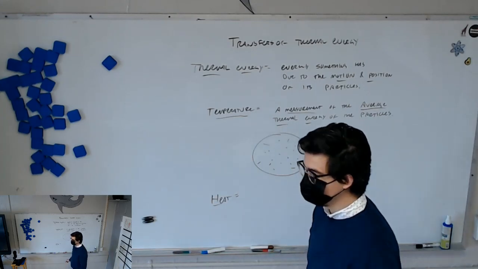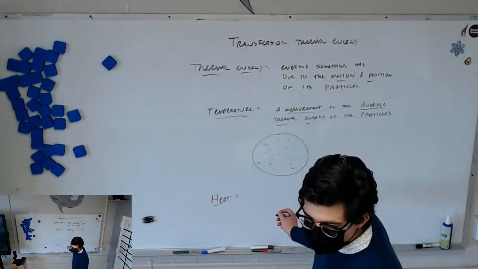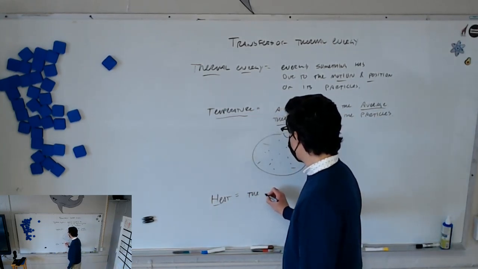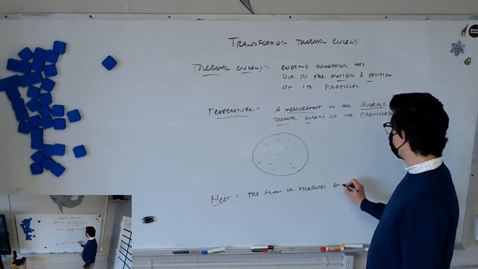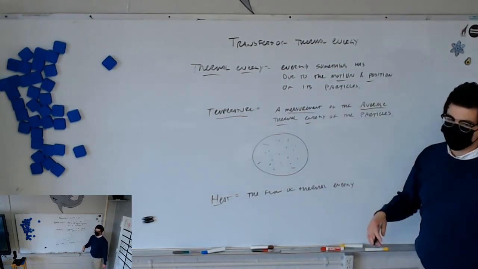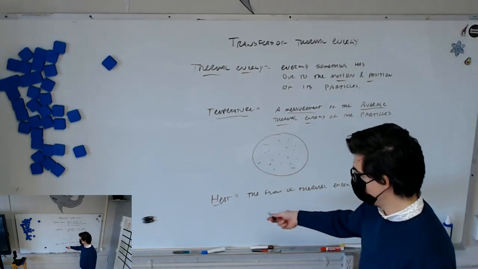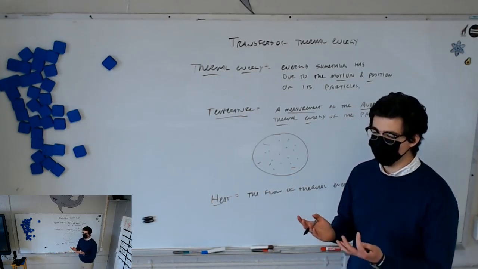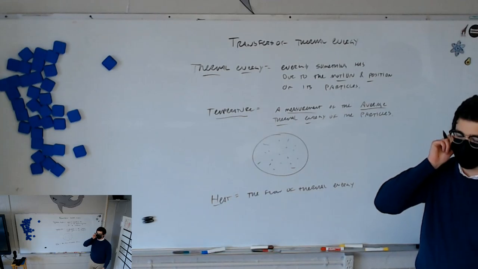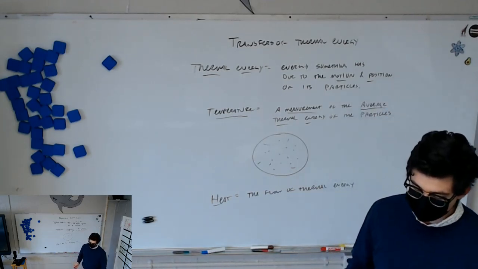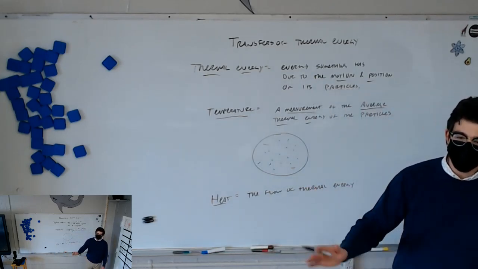Heat is what we call the flow of thermal energy. This is another, all three of these are only subtle differences. They all talk about the same concept, which is that things have what we might in our daily life call heat, what Antoine Lavoisier, the chemist from the 18th century, called calorique. But heat is specifically the flow of thermal energy.